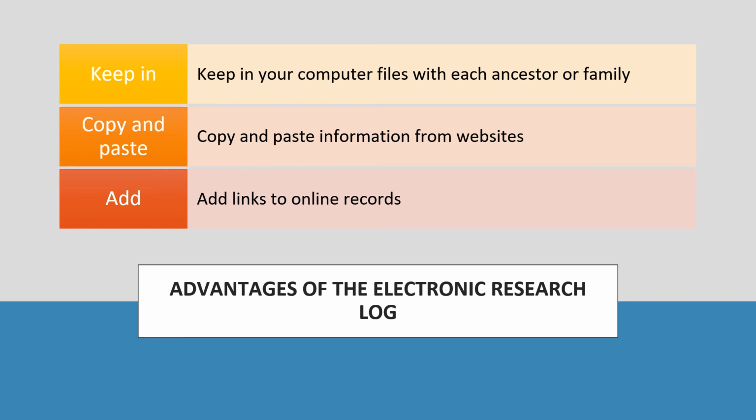Now, do you want to use a paper or electronic research log? Well, as we get more and more complicated data, and DNA does add more complicated data, I highly recommend using an electronic research log. You can keep a link or keep this in your computer files with each ancestor or family, and it lets you copy and paste information from websites, add links to online records, and really makes it so much easier to use your information if it's in a digital format.